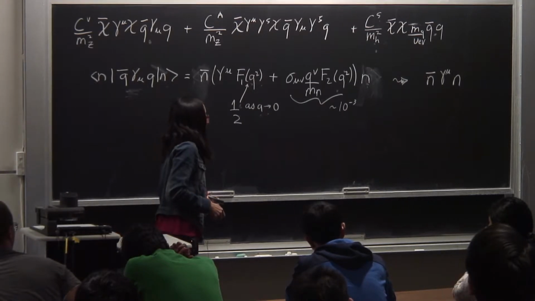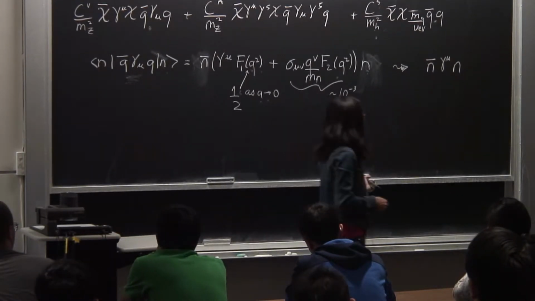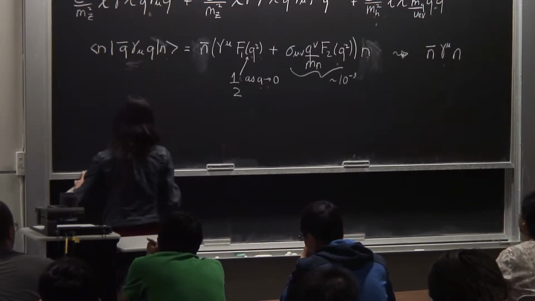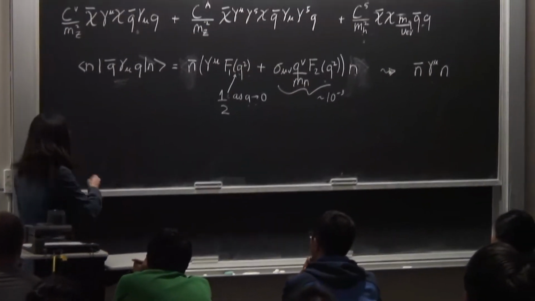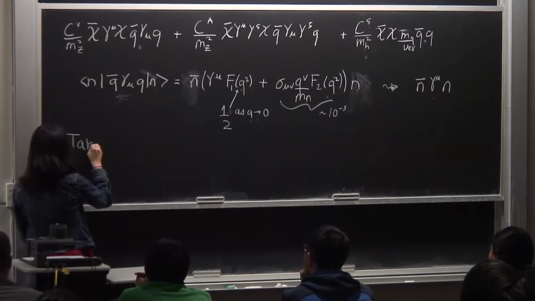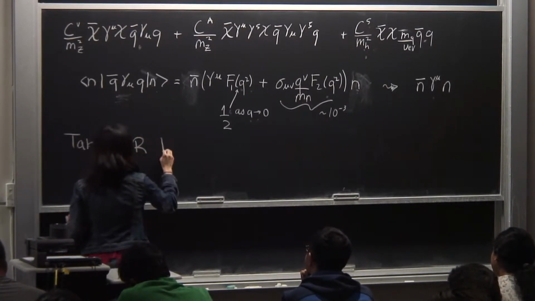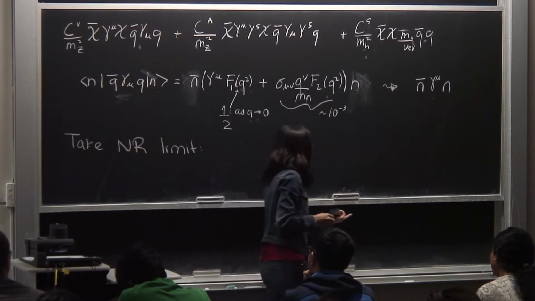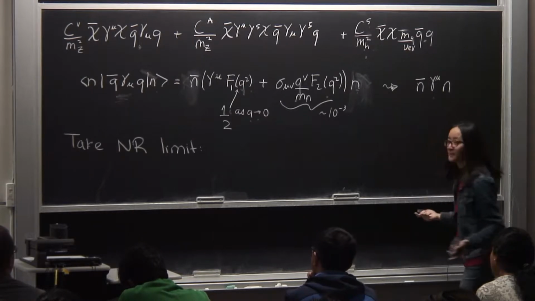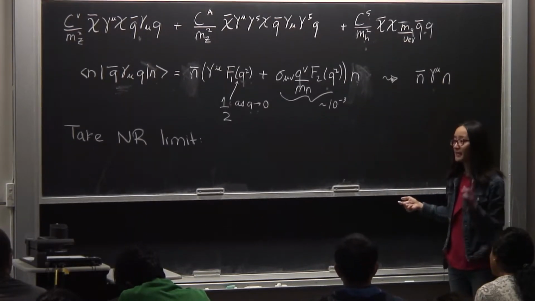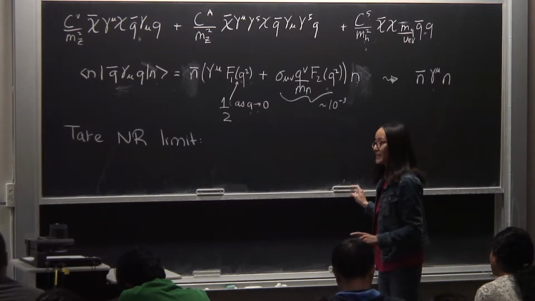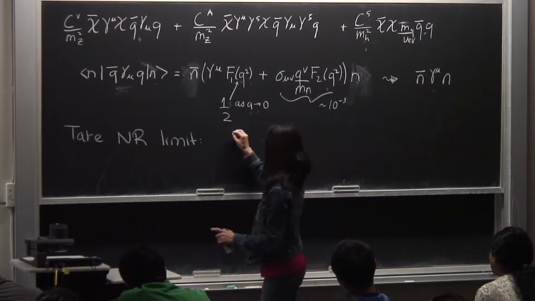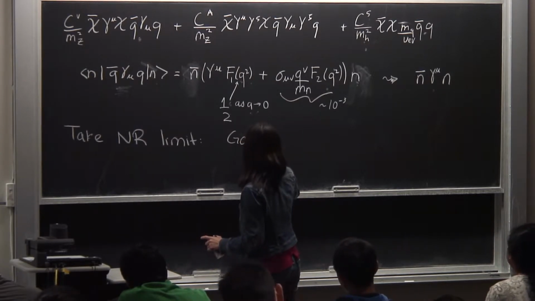So this is still the Lorentz, well, we're still using 4 vectors, and the next step is to take the non-relativistic limit. And the way that the operators are classified in the non-relativistic limit, at leading order, is instead of using Lorentz invariance, they use Galilean boost invariance.